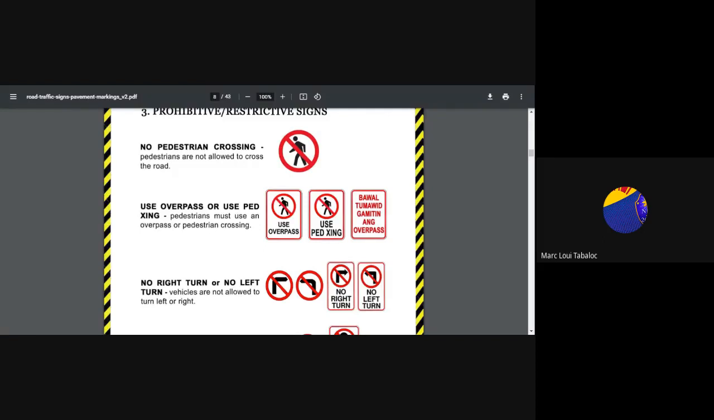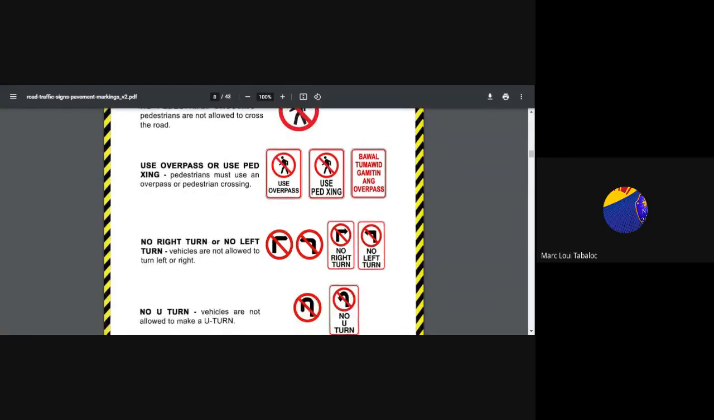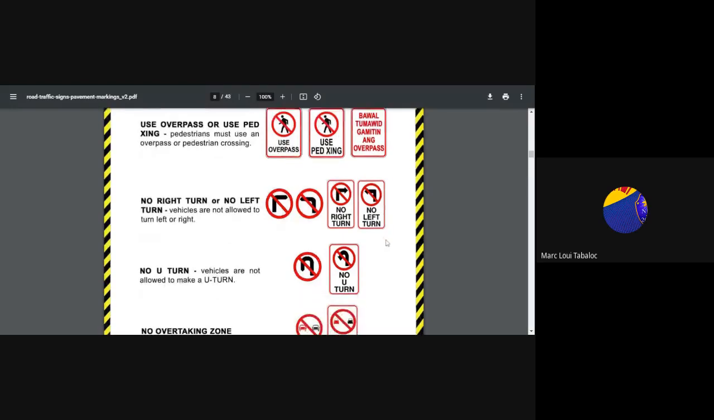Slow down. Yan. Pati na din tong iba pang prohibitive signs which informs road users that they must not go to that direction. Yan, bawal mag-U-turn pero nag-U-turn, 'di ba? Anong tawag niyan? Traffic violation.